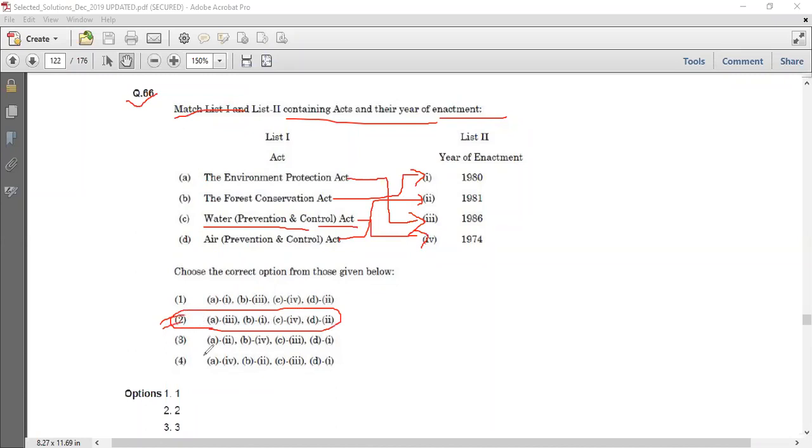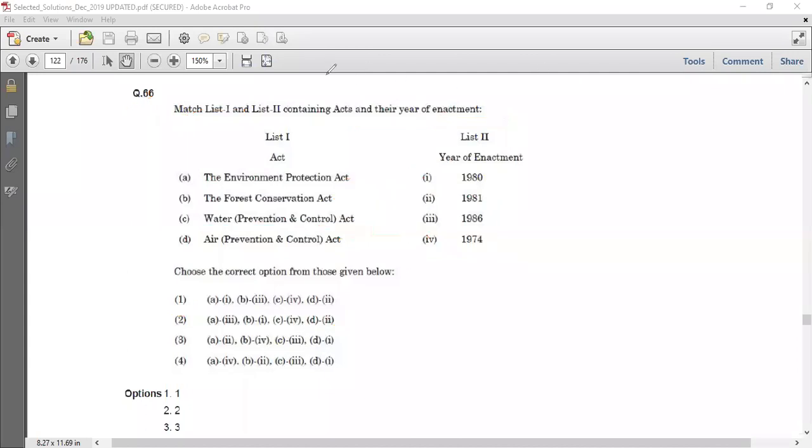Is it clear to everyone? Anyone having any doubt? It's very simple. The Environmental Protection Act is 1986 and the Forest Conservation Act was enacted in 1980. Then the Water Prevention and Control of Pollution Act 1974, and then the Air Prevention and Control of Pollution Act 1981. It's a very simple question, and it has been asked multiple times. Anyone having any issue in this question? Any participants? Clear. Okay. Now let's move to the next question, 67.